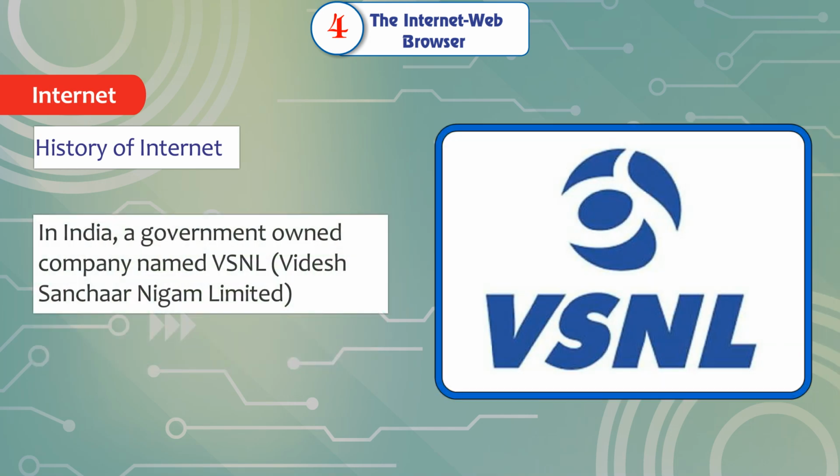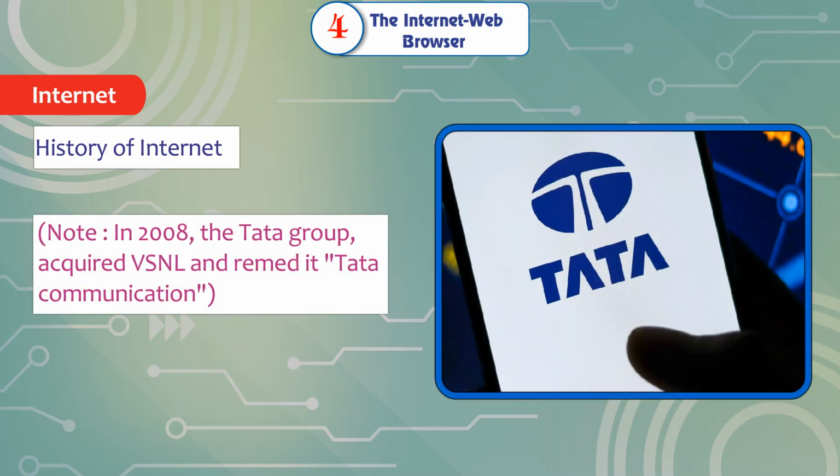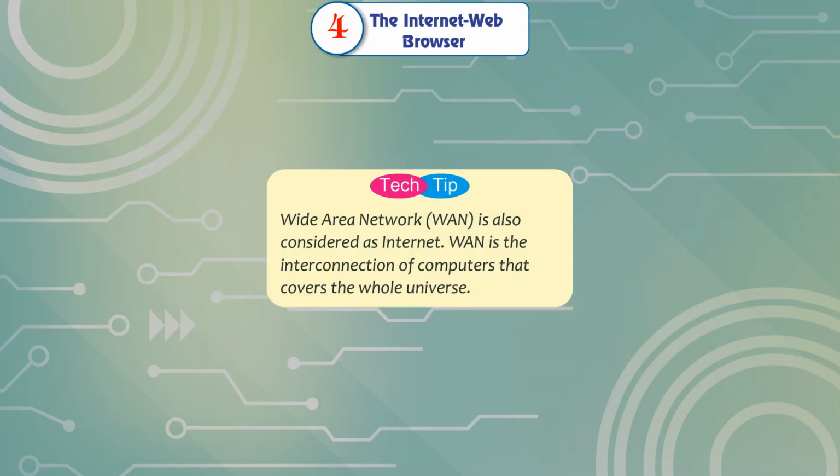In India, a government-owned company named VSNL, Videsh Sanchar Nigam Limited, started Internet services in August 1995. Note: in 2008, the Tata Group acquired VSNL and renamed it Tata Communications. Tech tip: Wide Area Network (WAN) is also considered as Internet. WAN is the interconnection of computers that covers the whole universe.